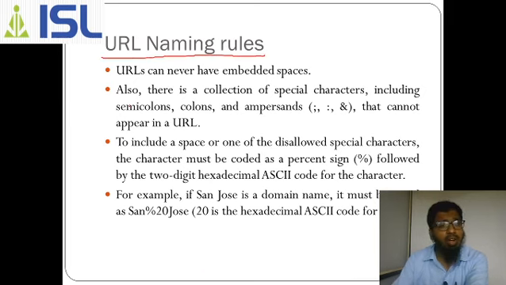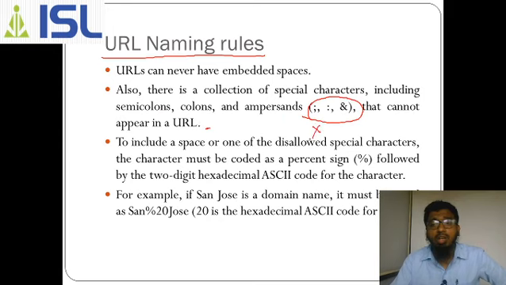Now URL naming rules. When you are making the URL, there should be some rules. A URL can never have an embedded space. You should not use any kind of embedded space. Also, there is a collection of special characters including semicolon, colon, ampersand that cannot appear in the URL. So you cannot use these in the URL.